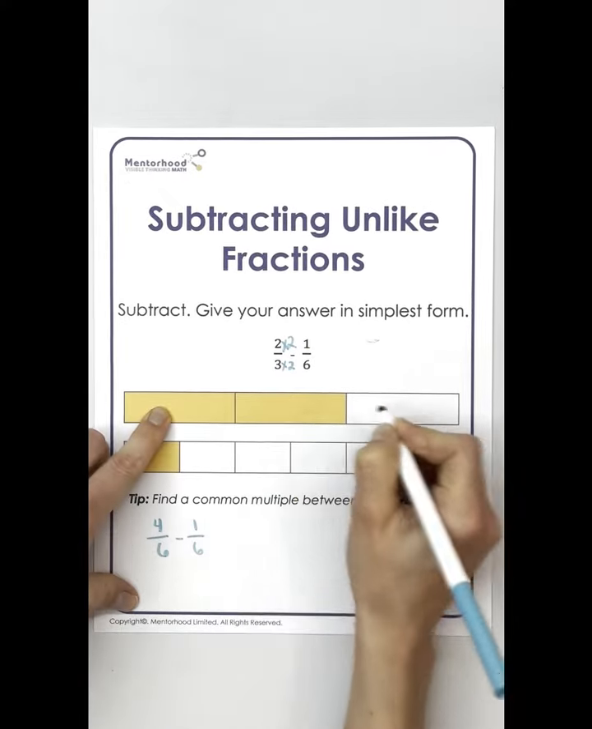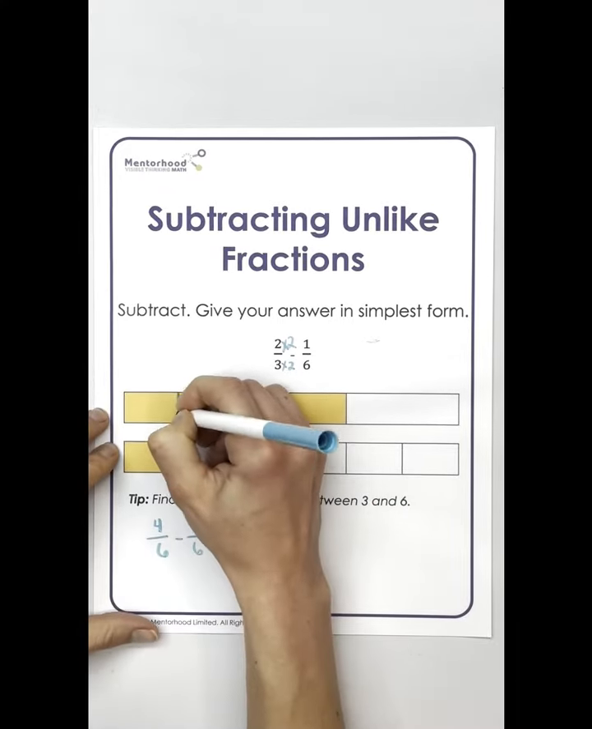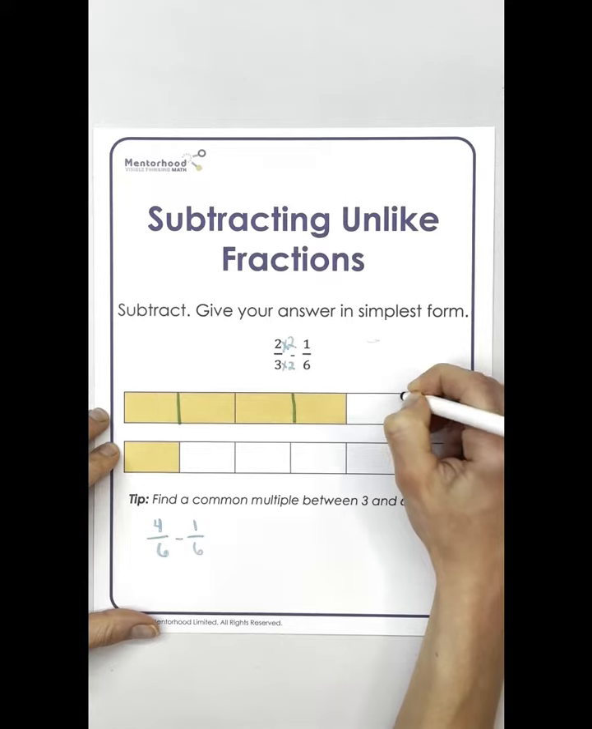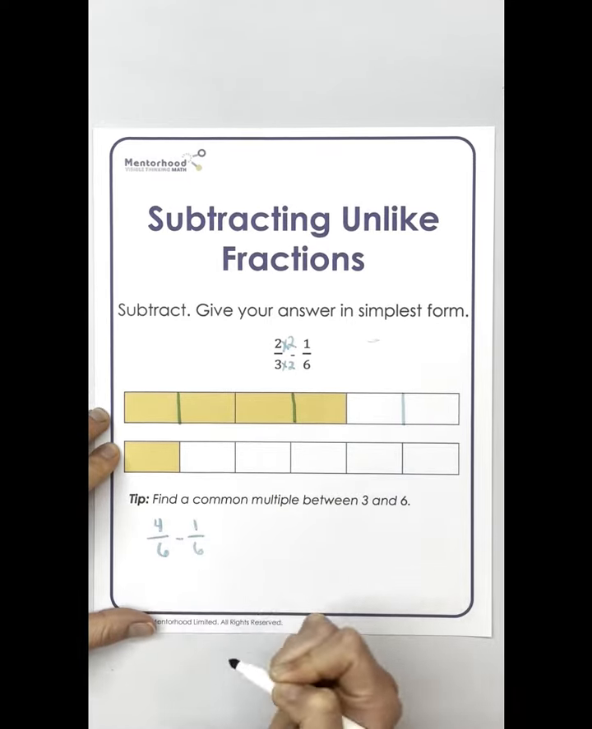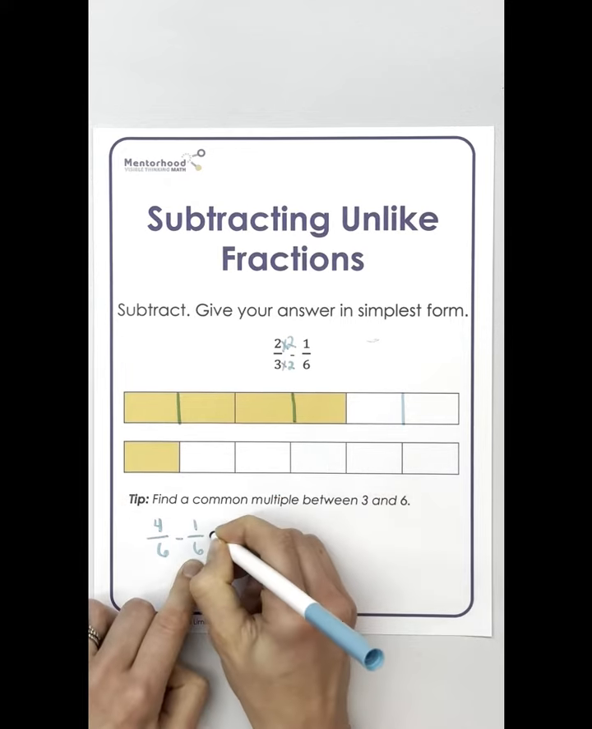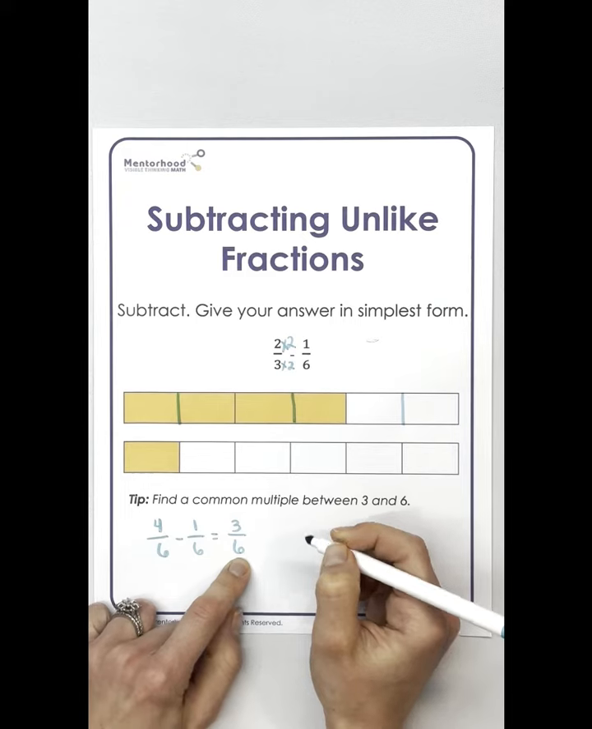For all of my thirds, I want 2 sections instead of 1. So I'm going to split them in half. Split them in 2. Now I've got 4 out of 6. That's what I said here. Now 4/6 minus 1/6, that's pretty easy. That's just 3/6.